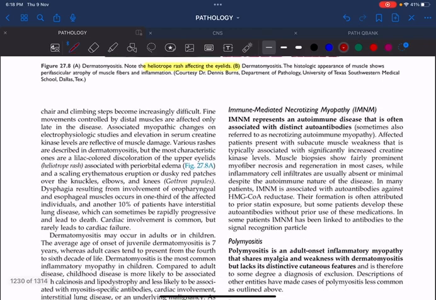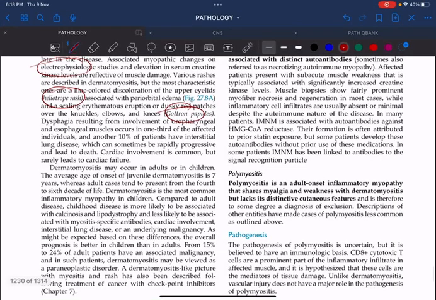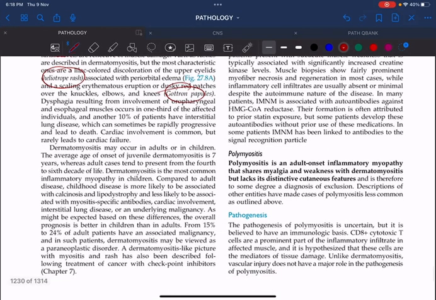Other clinical studies include, the investigation of choice is actually muscle biopsy, but at the same time we can also go for electrophysiological studies. And remember, heliotrope rash, Gottron papules, and what else? That is mechanic's hands. Okay, fine.